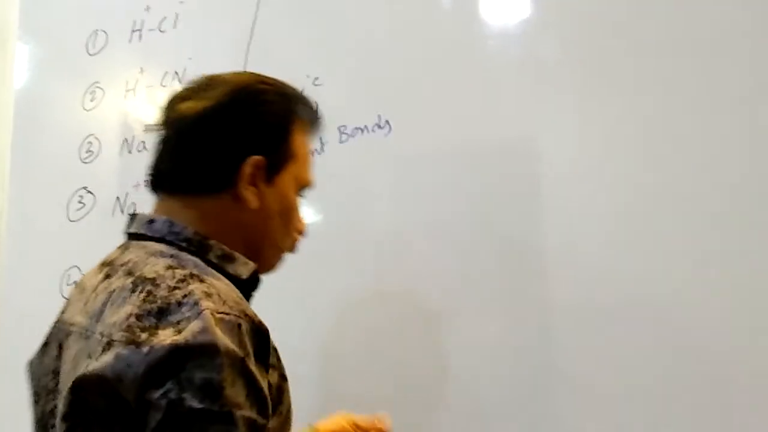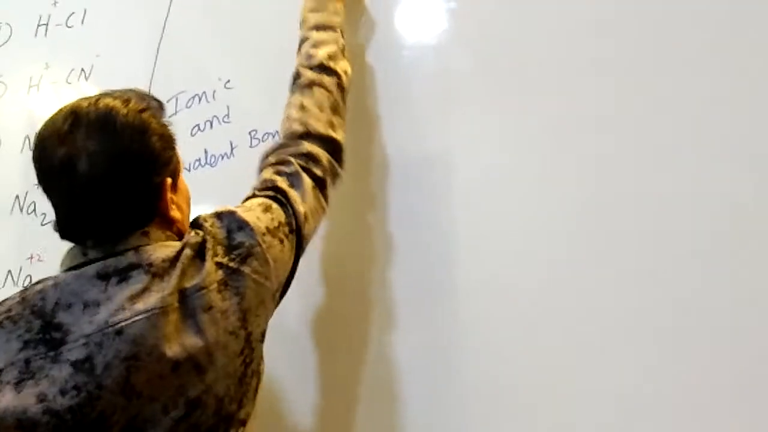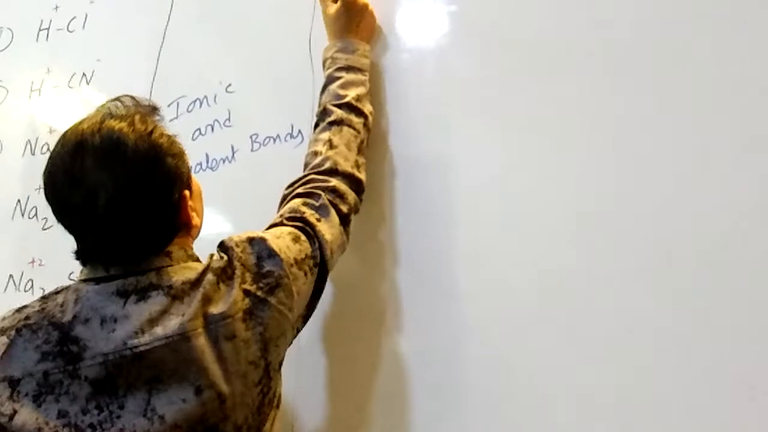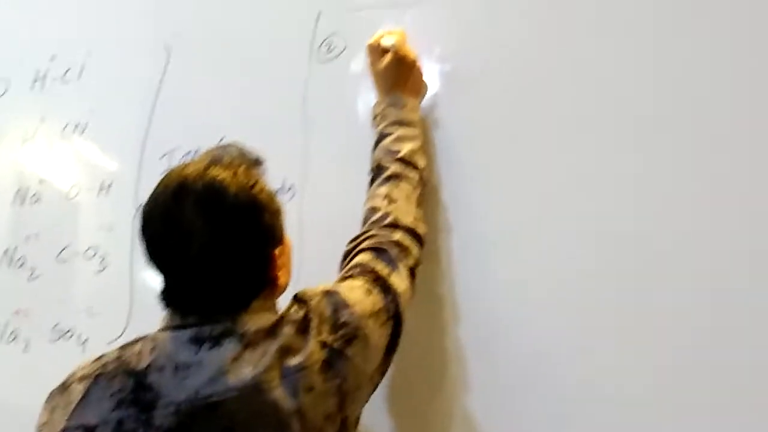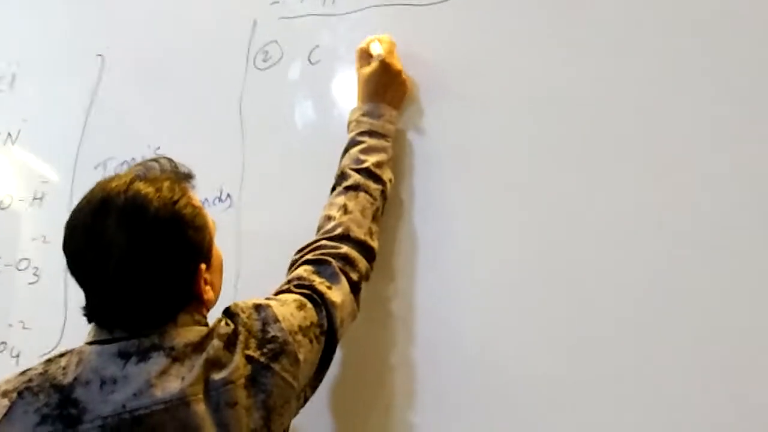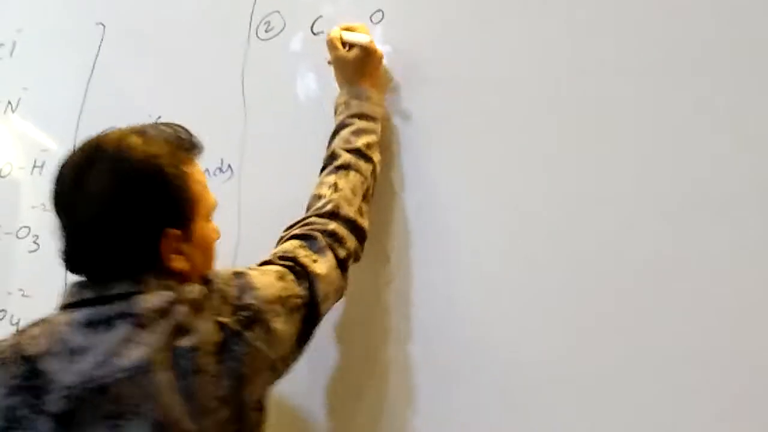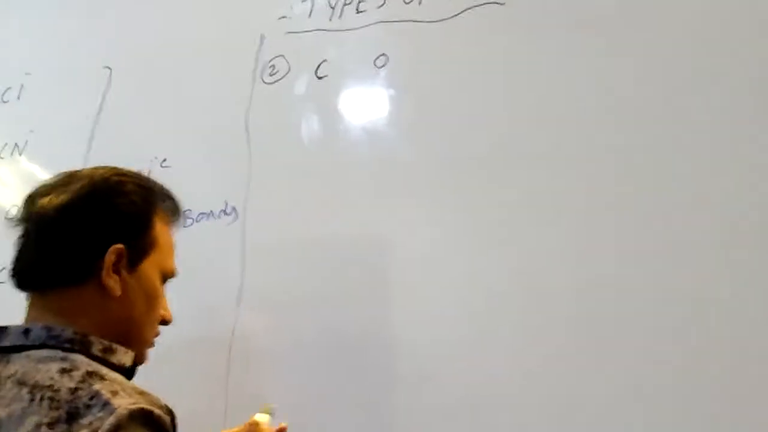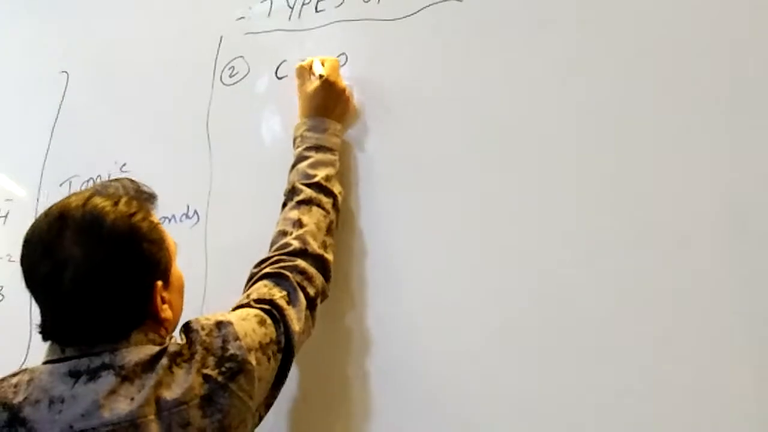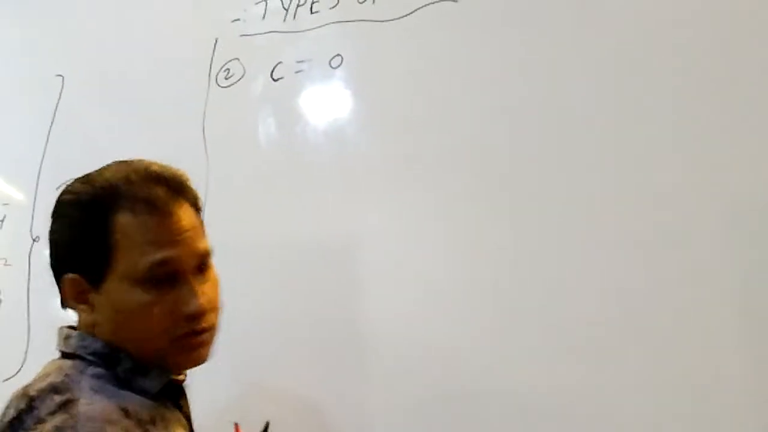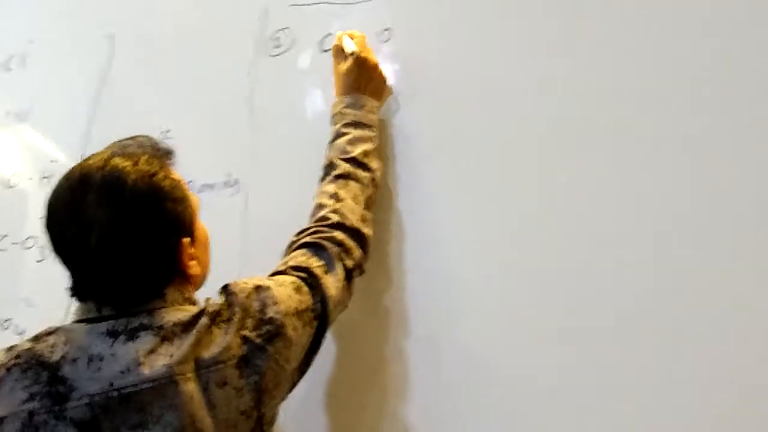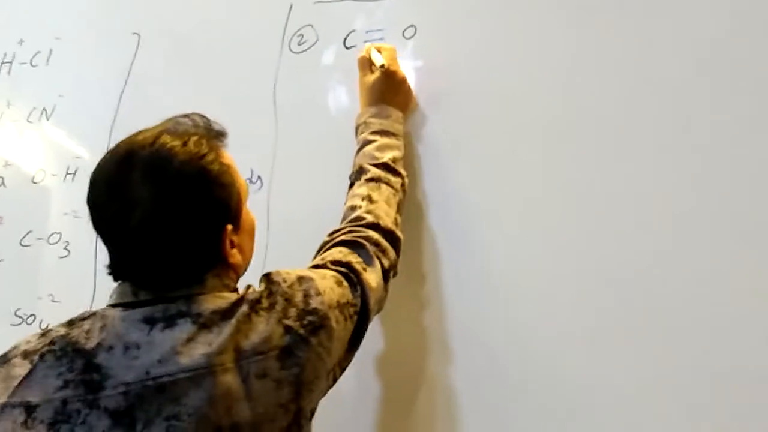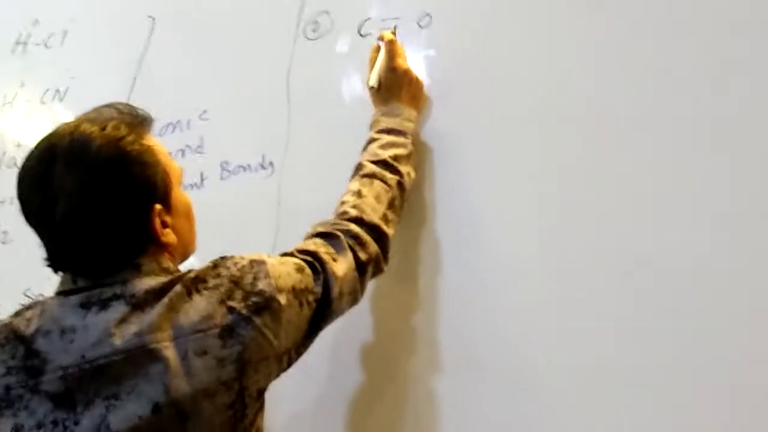And the second type, second category, like CO. What type of bond is present? CO contains a covalent bond. Dash means covalent bond, and arrow means dative bond. A covalent bond and a dative bond are present.